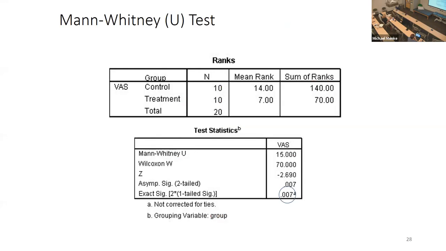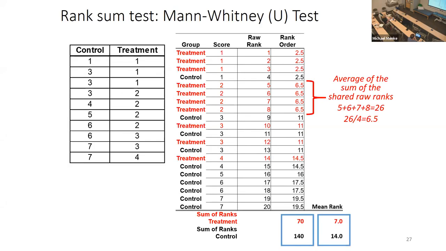Again, it's the signal, the distance between groups, relative to the background noise, signal to noise ratio. That's what inferential statistics is all about.